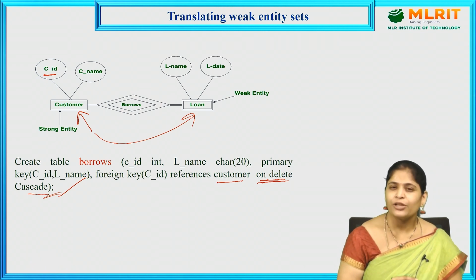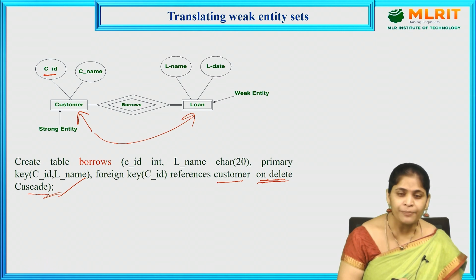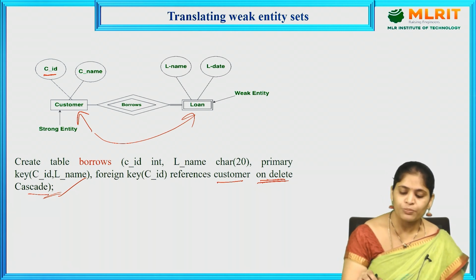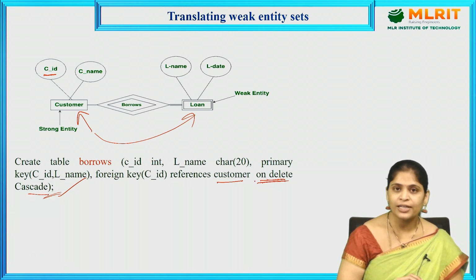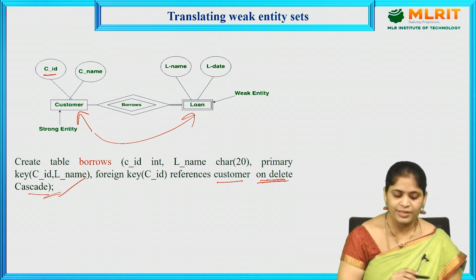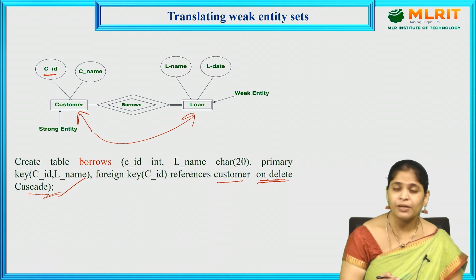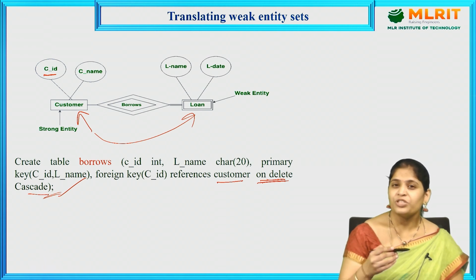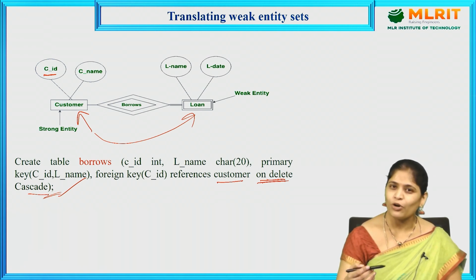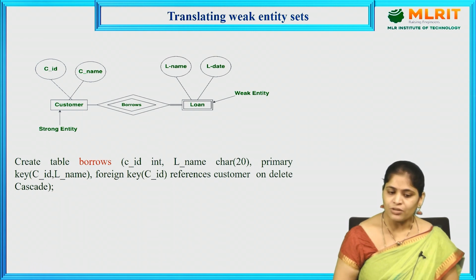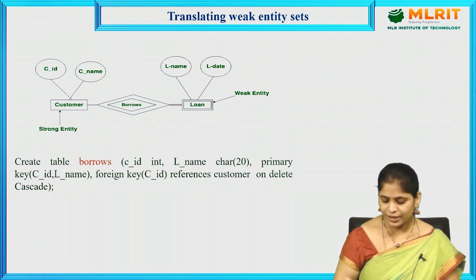If I want to delete particular rows from the primary table, then beforehand I should mention here on delete cascade. So, what will it do on seeing this instruction? If I delete data from a primary table, then the data represented in the child table will be automatically deleted. So, that's about translating weak entity sets.